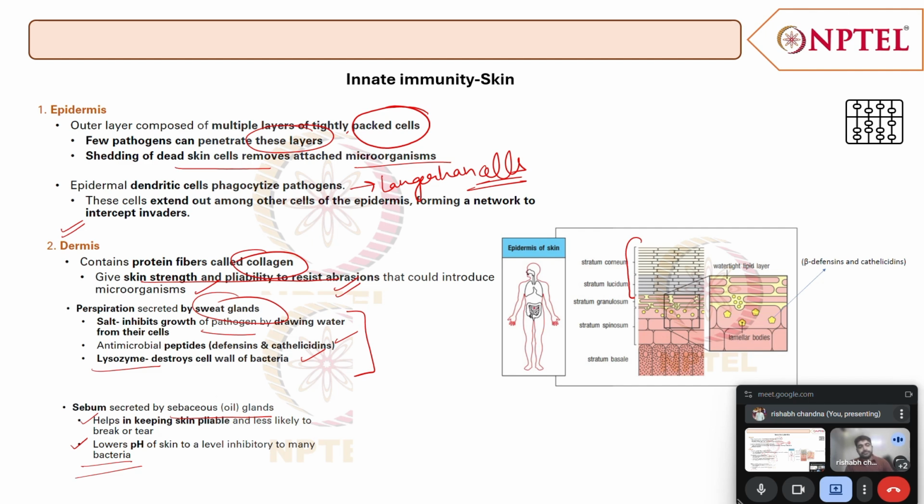So these are the different layers of the skin that include the dermis and epidermis. This is the close-up structure of the particular skin layer, and this is a watertight lipid layer where we have the laminar bodies, and in these laminar bodies we have the antimicrobial peptides, that is the beta defensin and cathelicidin. So this was the basic introduction about the skin and the different biochemical barriers that are present there. Any doubts about this?